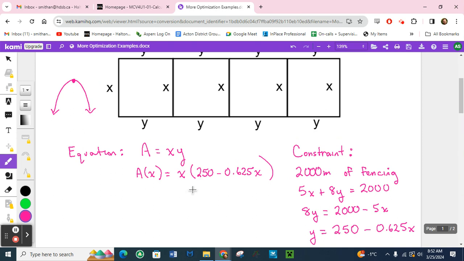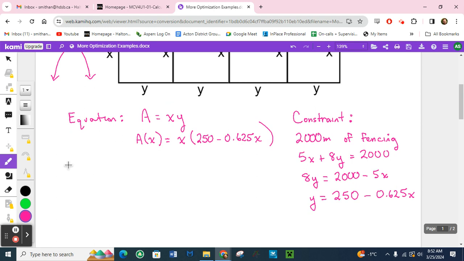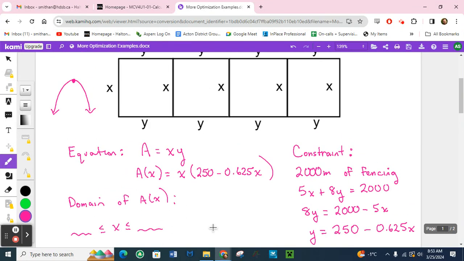X obviously can't be any number because X represents that physical dimension in our diagram there. So you guys want to have a little think here? What's the domain of our area function? So in other words, could you maybe fill in these blanks here? X is between what number and what number? What do you guys think?